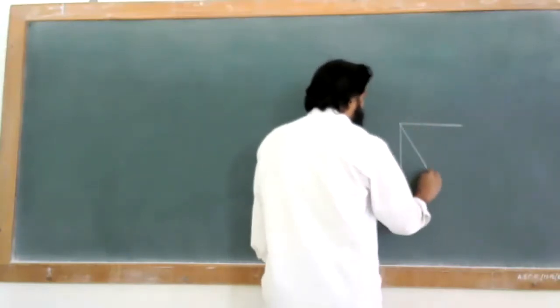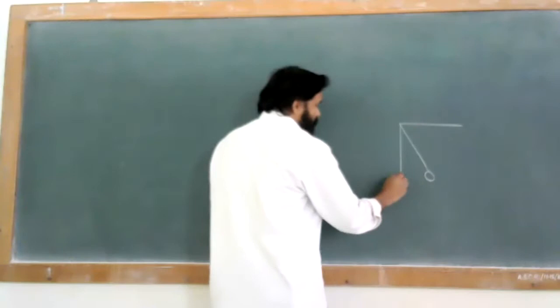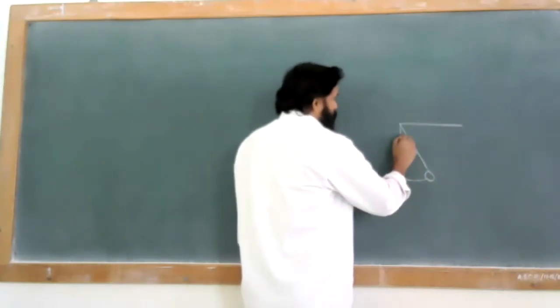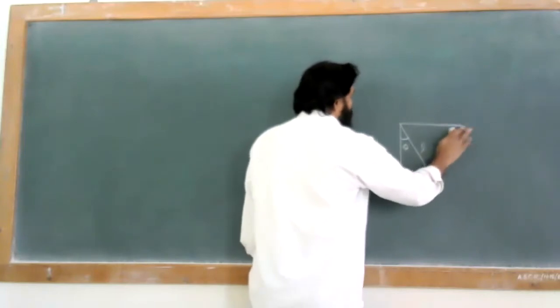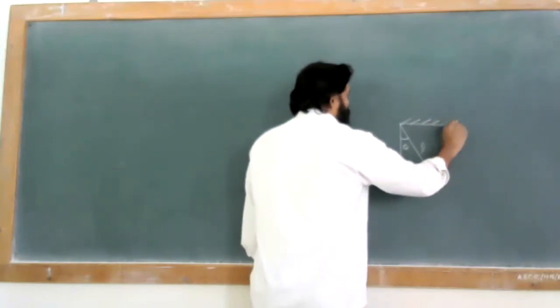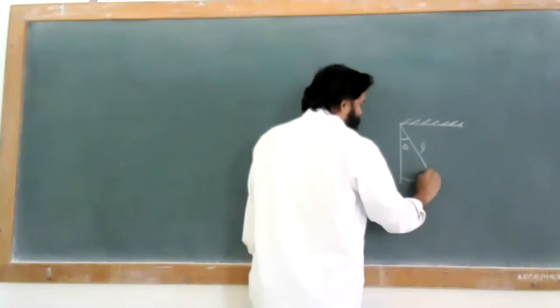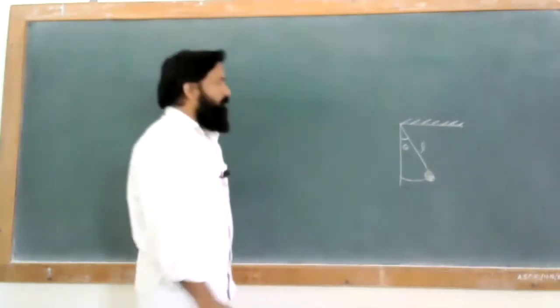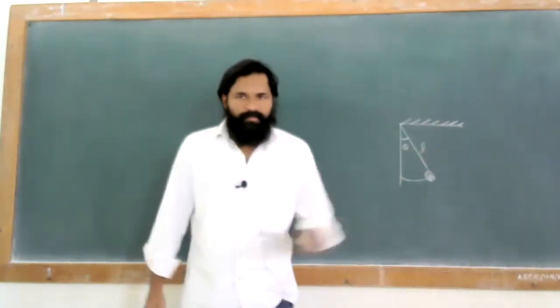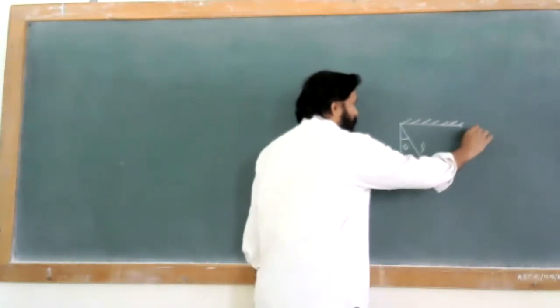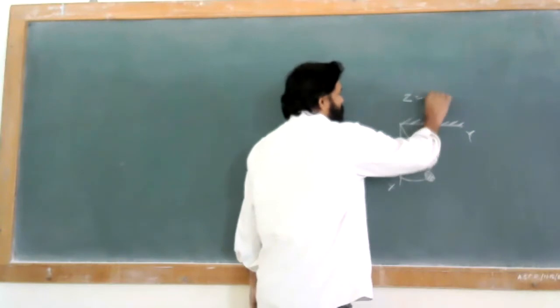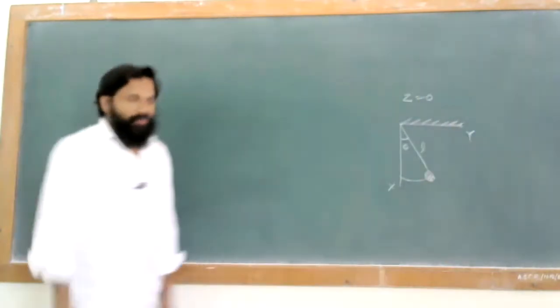So you have these conditions. This is theta, this is L, and the simple pendulum is fixed to the rigid support. The first constraint is that the length is fixed, and the second constraint is that it only moves in the xy plane. So for that, the z value is equal to 0. That we have already seen.